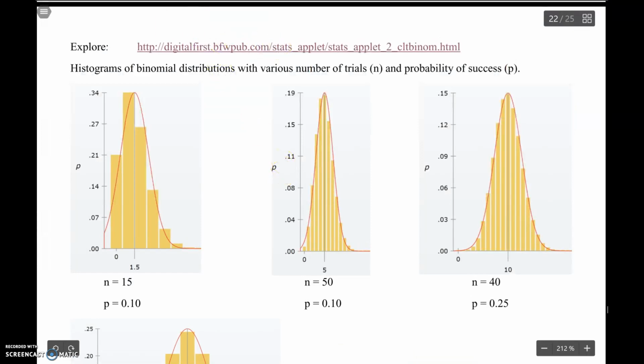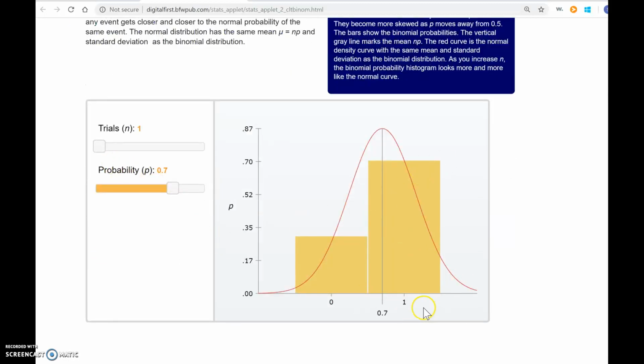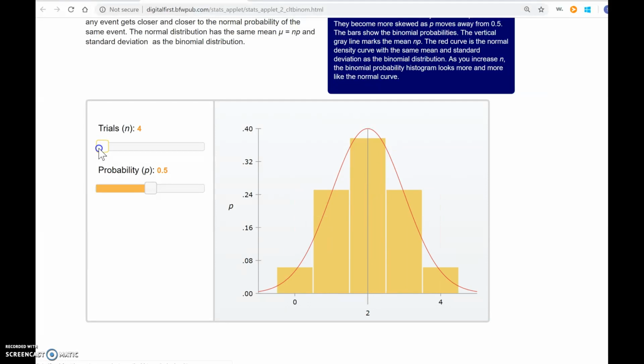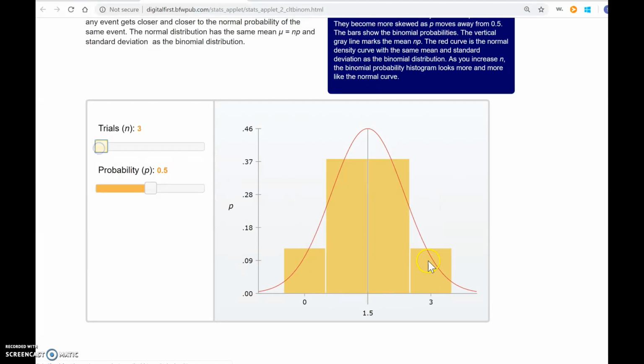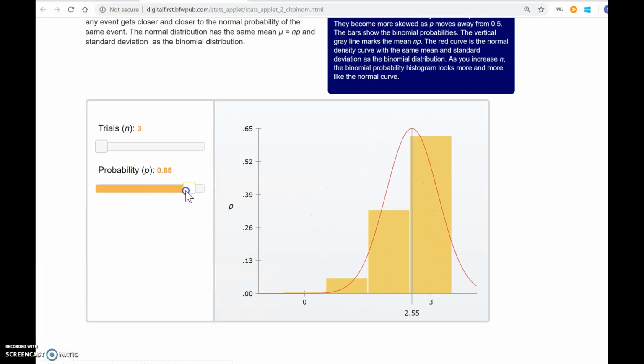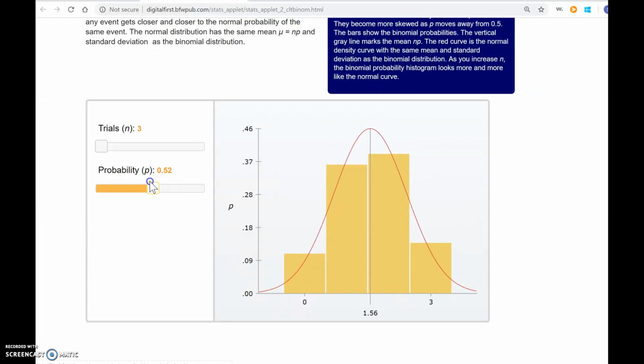So I'm going to go to this applet, have it opened up here. This gives us the binomial model for different numbers of trials and different probabilities. So basically, if my probability is 50-50 and there's only one trial, then half the time I'll get a success and half the time I'll get a failure. Kick it up to 2 trials. Now I could get 0 successes, 1 success, 2 successes, or 3 successes. And then as I change the probabilities, it changes the likelihood of each of those different outcomes.